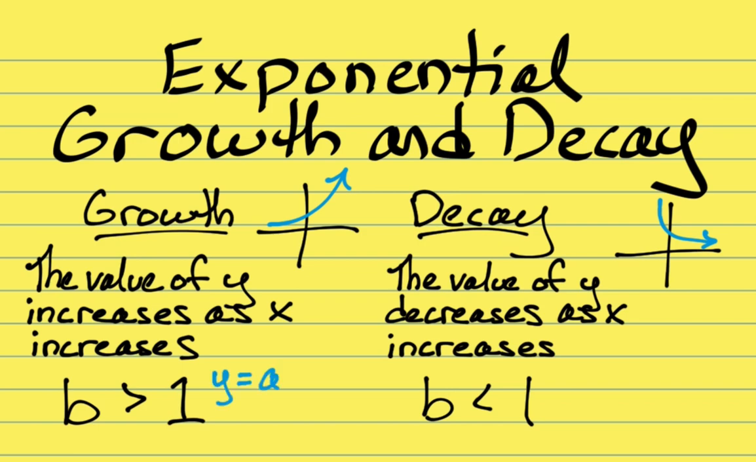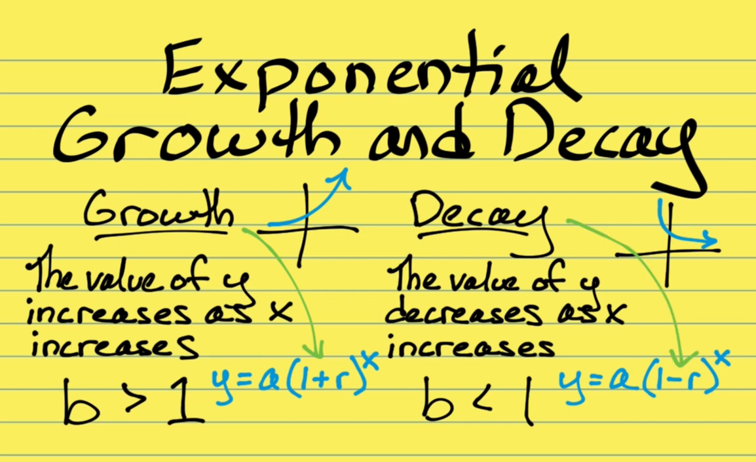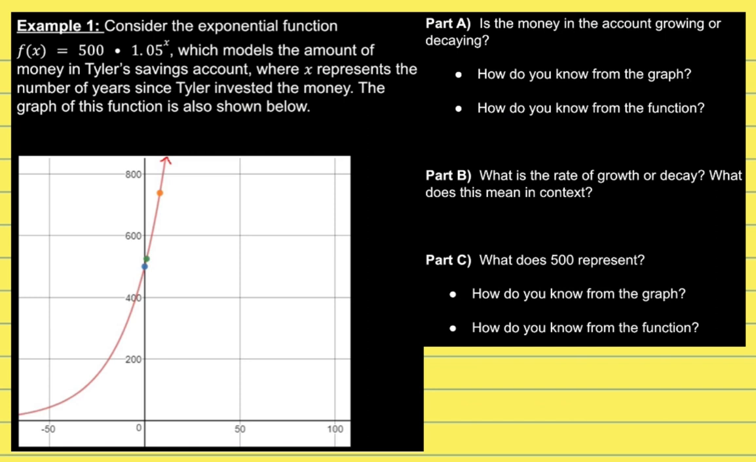When you write these functions out, they always start with y equals a, but then instead of writing b, you put 1 plus r instead. The letter r stands for the rate by which the function grows, so we have a 1 plus r in parentheses for the growth function. The decay function is just the opposite. Notice how it says 1 minus r instead. You'll notice the growth equation has a plus sign behind the rate r, and the decay function has a minus sign. Those symbols logically go with growth and decay. Growth meaning plus, decay meaning minus. Let's look at a few of these, and I think you'll catch on pretty quickly.